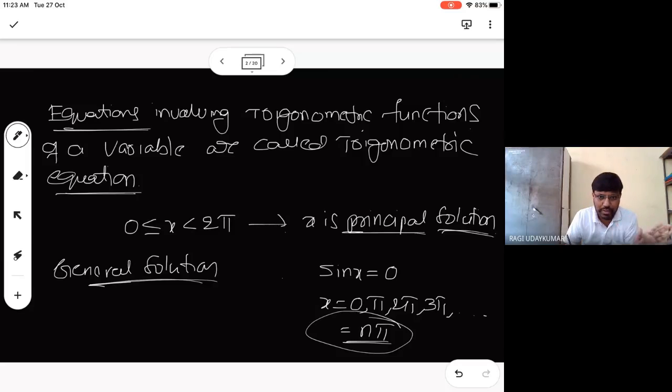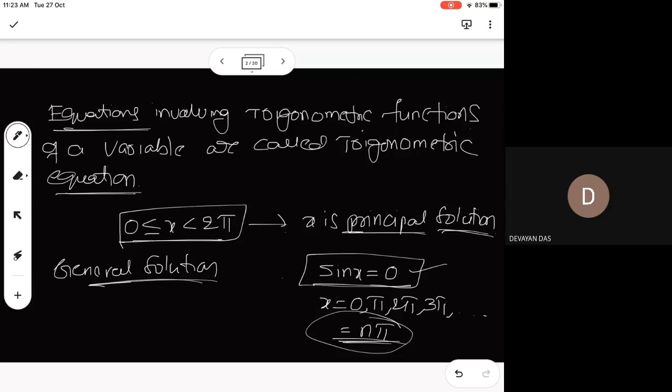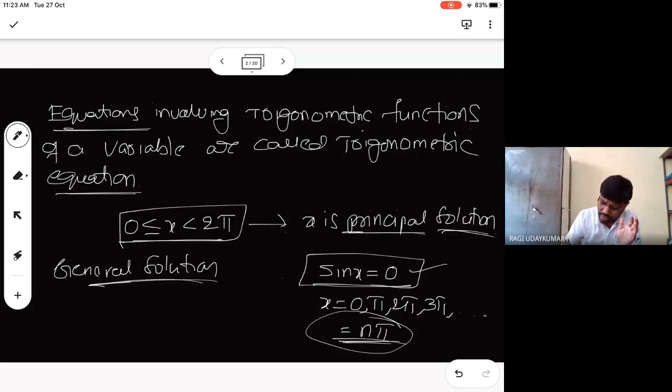Okay, understood? General solution is general. And for this, what is the principal solution? Sin x equal to 0. What are the principal solutions? I told you the solution should lie between 0 and 2 pi. If a solution lies between 0 and 2 pi, then it is called a principal solution. So what is the principal solution for sin x equal to 0? Yes, you tell me. Anyone? 0 and pi. That's it. In this, only 0 and pi should be taken into consideration.